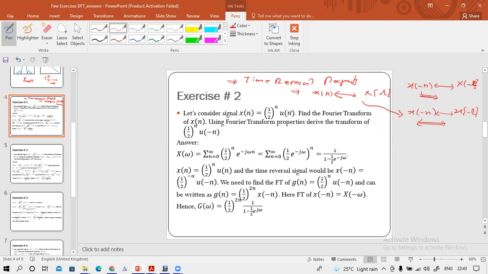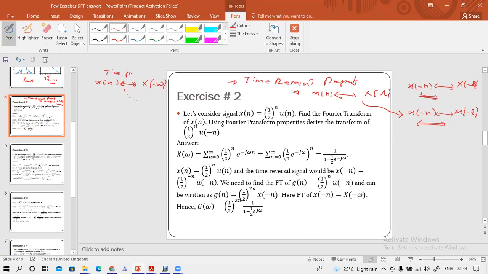This property is also very useful. Sometimes in this kind of question, this property may be given. Because we didn't learn this property, sometimes you may be given x[-n] like this in your exam and asked to use this property. So this is the time reversal property. Here, this is our answer for this question.